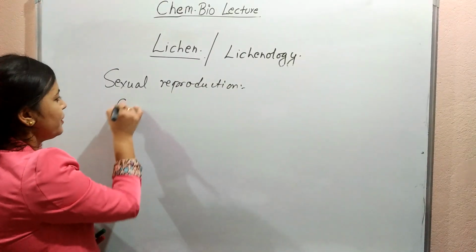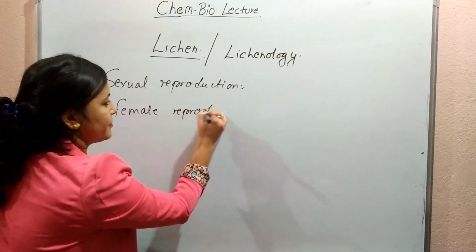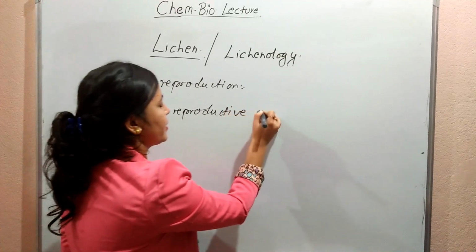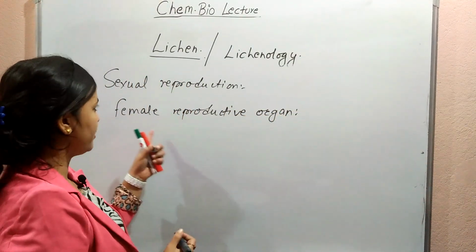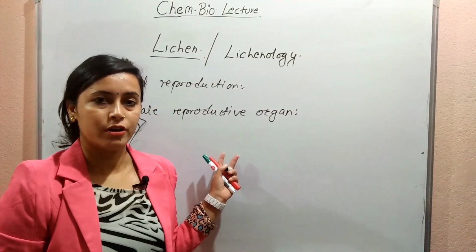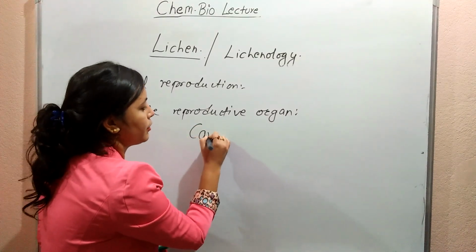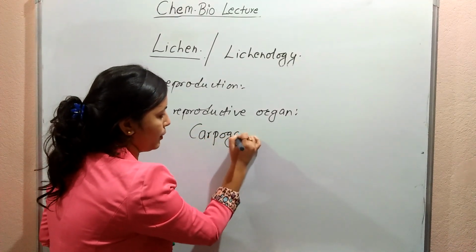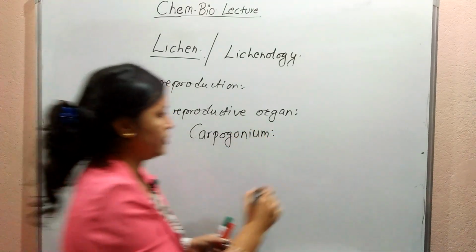So let's see the female reproductive organ. I already said the entire role of carrying the reproduction is done by only the fungal component. So the female reproductive organ is called the carpogonium. Let me draw the structure first.